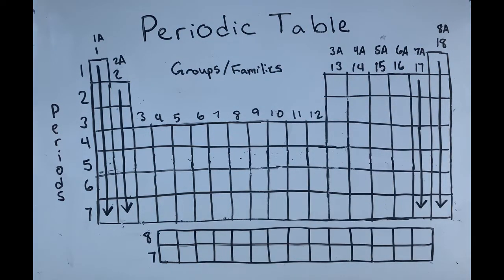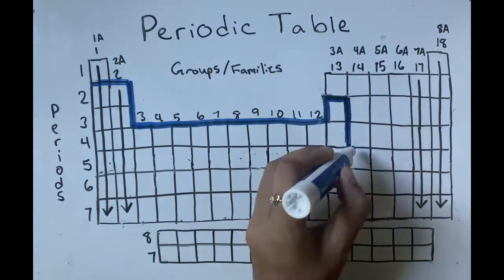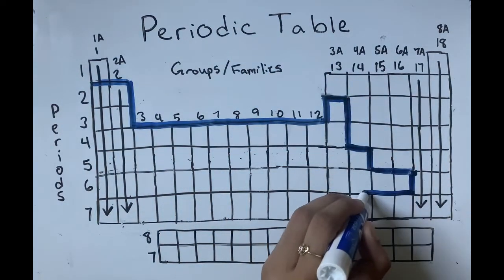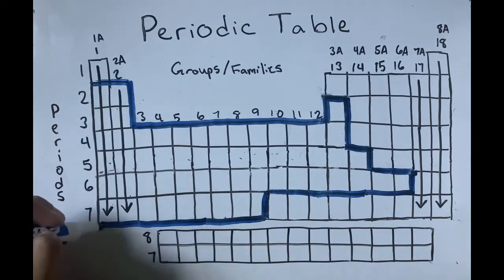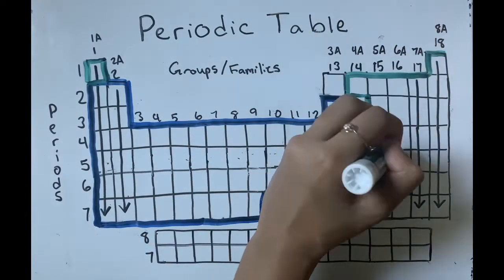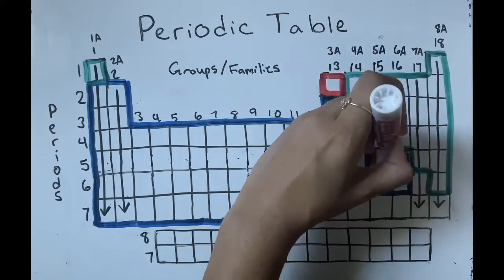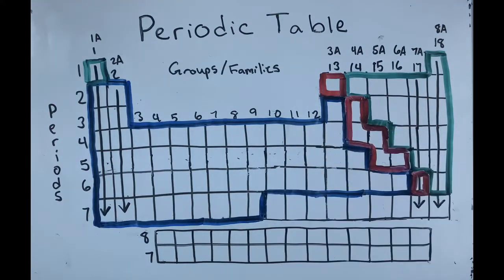Now, there's 3 main categories in the periodic table. Metals, which are being outlined in blue and take up the majority of the periodic table. Nonmetals, which are being outlined in green, and metalloids, which are being outlined in red. Some elements tend to have properties of both metals and nonmetals, but they can't fit into one category. Those are what we call metalloids.